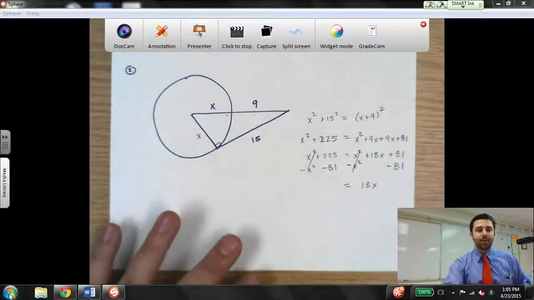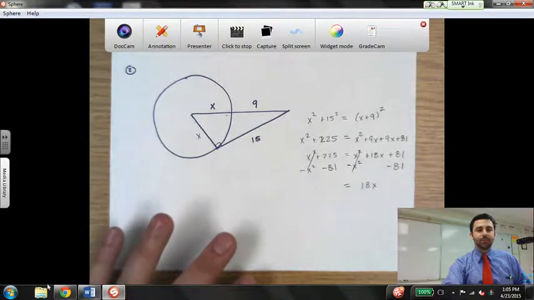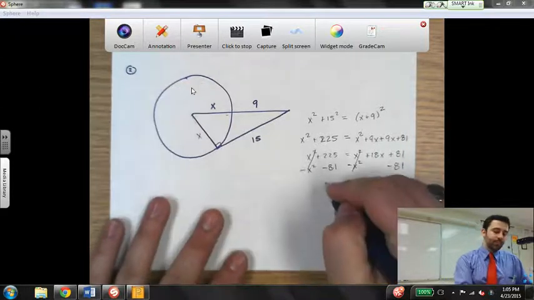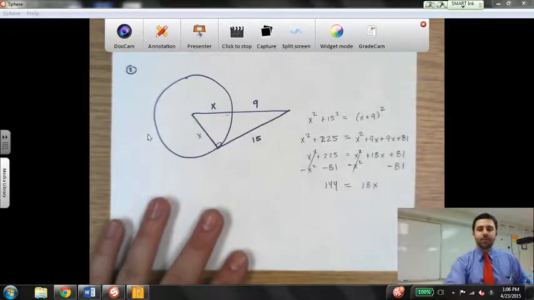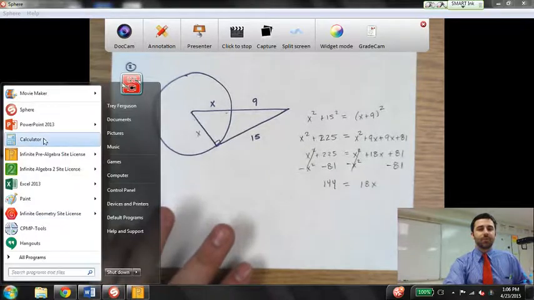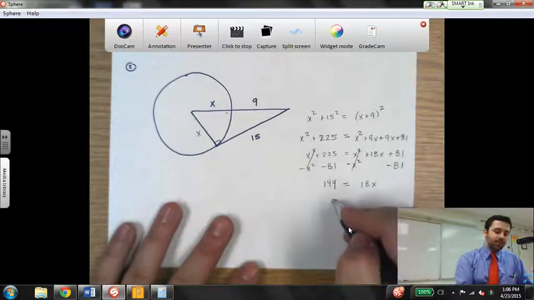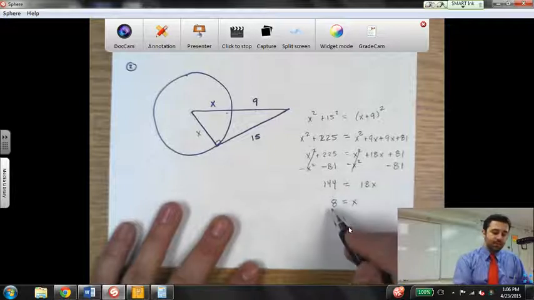I'm going to have a moment where I need a calculator. No shame in it. So 225 minus 81 is 144, and then 144 divided by 18 gives me a value of 8.